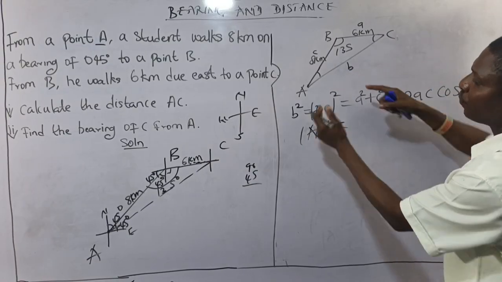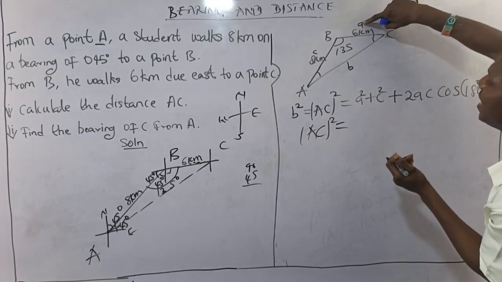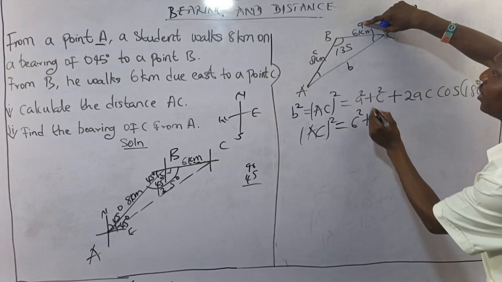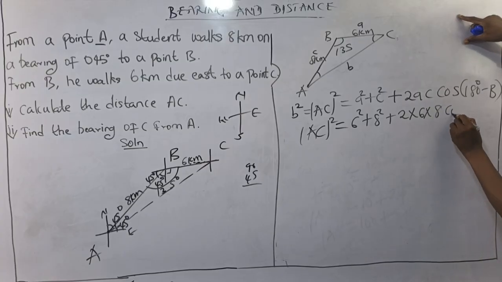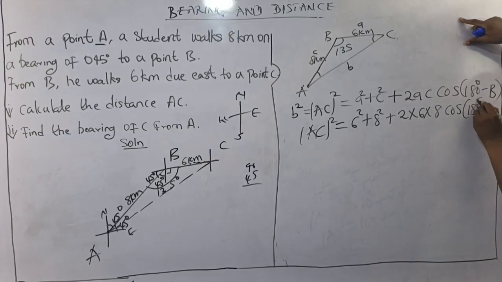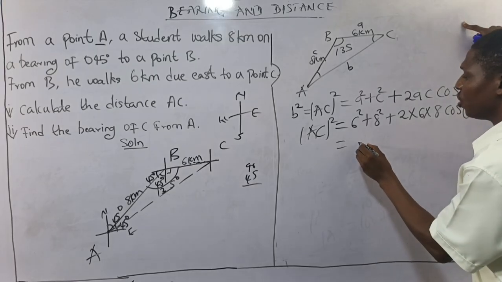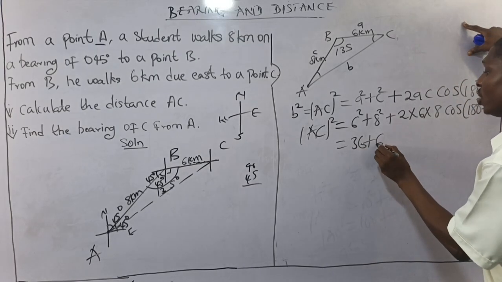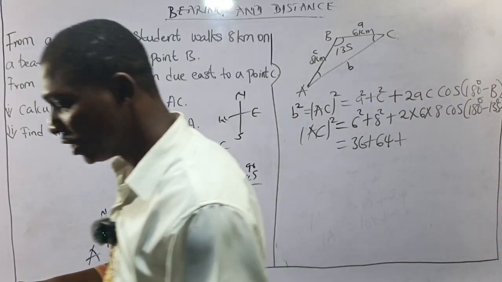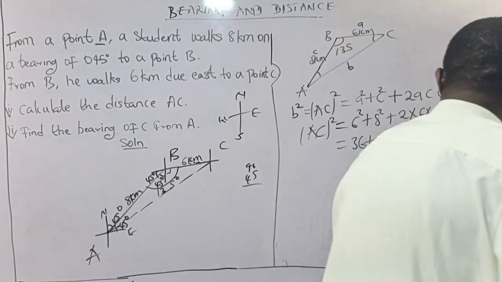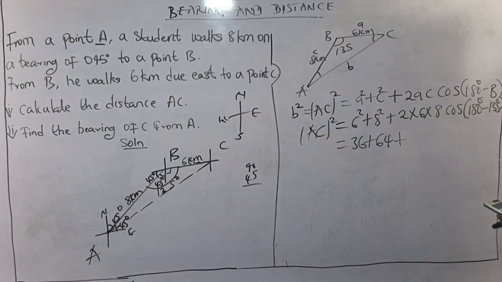So working this, I'll use my AC, because they ask us to look for AC. I use my small letter b for convenience. So my a is 6. So I have b square equals a square plus c square plus 2 times 6 times 8 cos 180 degrees minus my value of B, 135 degrees. So c square is 36. a square is 8 times 8, 64. Plus 2 times 8 is 16, and 16 times 6 will give me 96.